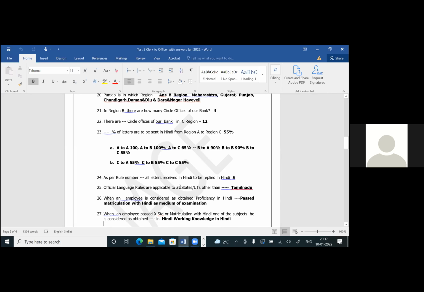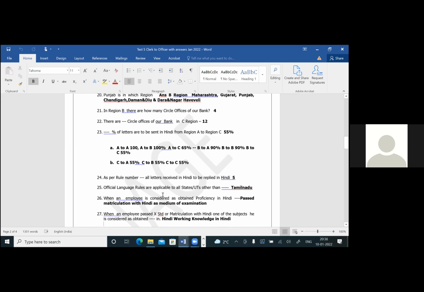Official language rules are applicable to, for example, all letters received in Hindi to be replied in Hindi only, as per rule number. Suppose Tamil Nadu has got a letter in Hindi, it is not necessary you should reply in Hindi, reply in Tamil also. Official language rules are applicable to all states and union territories other than Tamil Nadu.